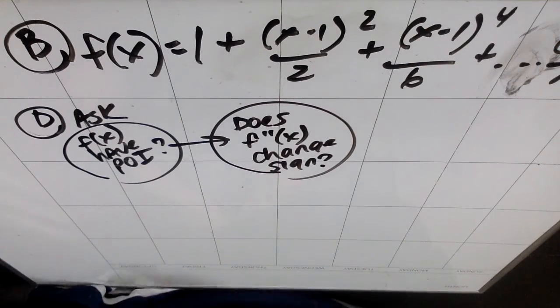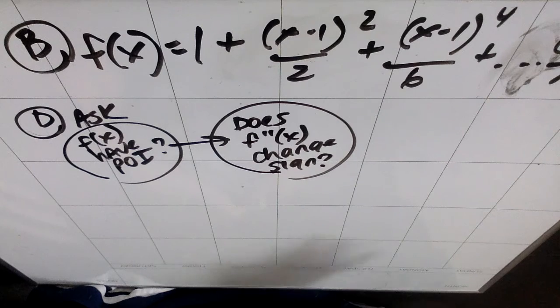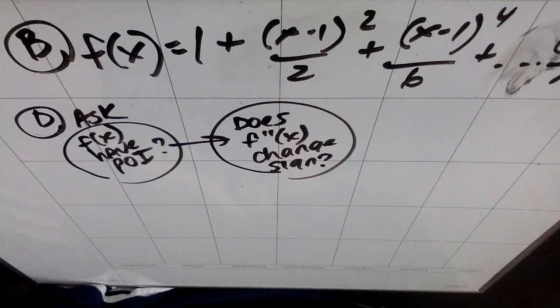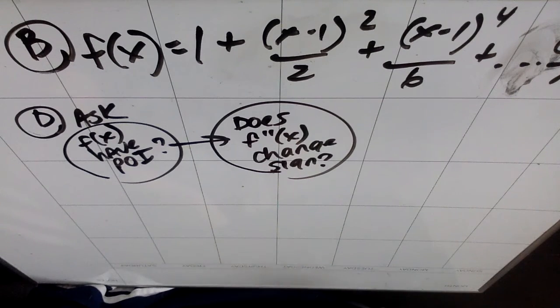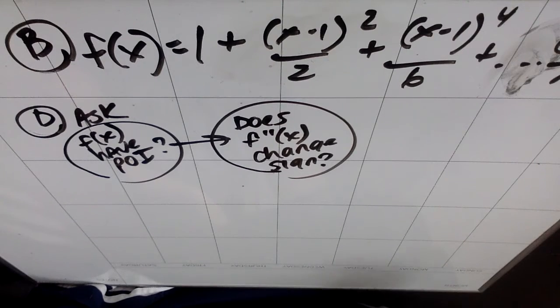So we need to use the Taylor series they gave us to see if we can figure out whether f double prime changes sign. And if I can show that f double prime is negative all the time, then I don't have to worry about a change in sign, and the answer is no. Or if f double prime is always positive, then the answer is no. So let's walk through and see what we get.